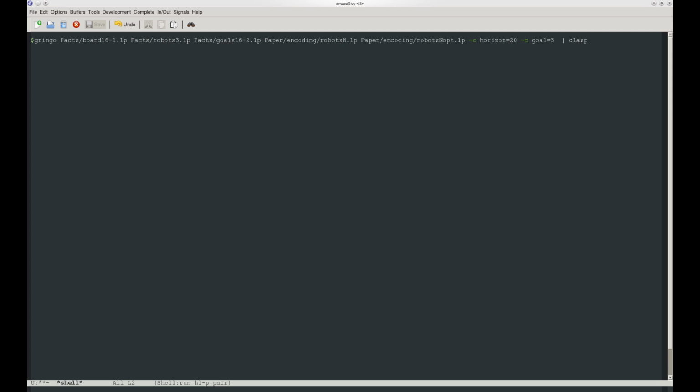our encoding together with our optimization, the maximum horizon, and the actual goal, that is, the actual target which we select out of our list of targets. With these inputs, Gringo produces a ground program which is afterwards piped to Clasp. Now let's run this.